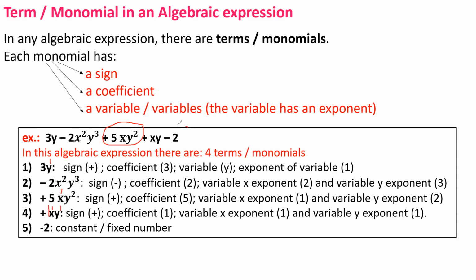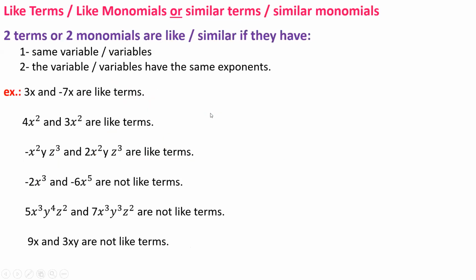Finally, if I look at the end of my expression, I have minus 2. Minus 2 has no variables, so I consider minus 2 as a constant monomial or a fixed number. So this is when we talk about monomials or terms in an algebraic expression. Let me move now to the next slide.